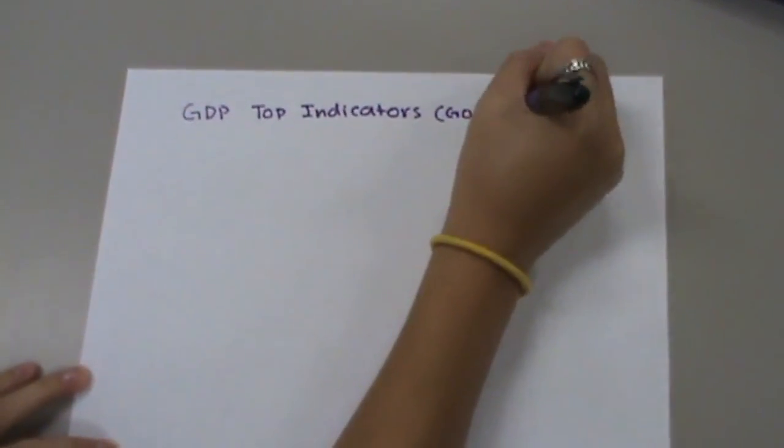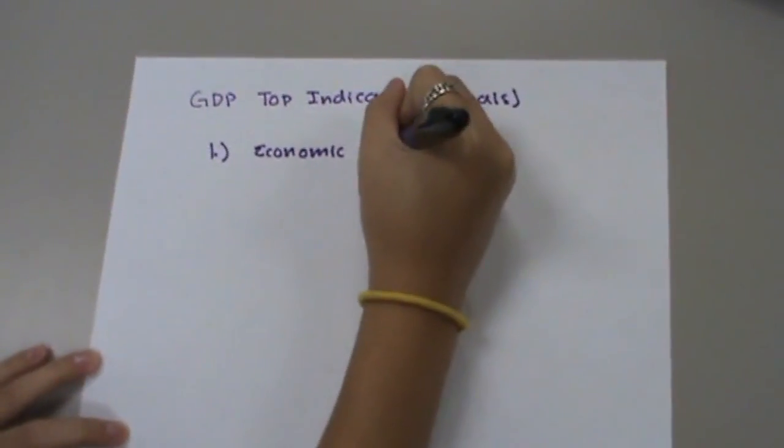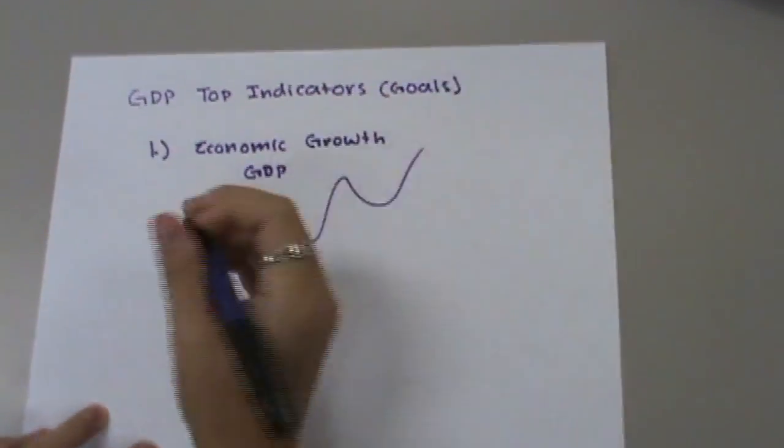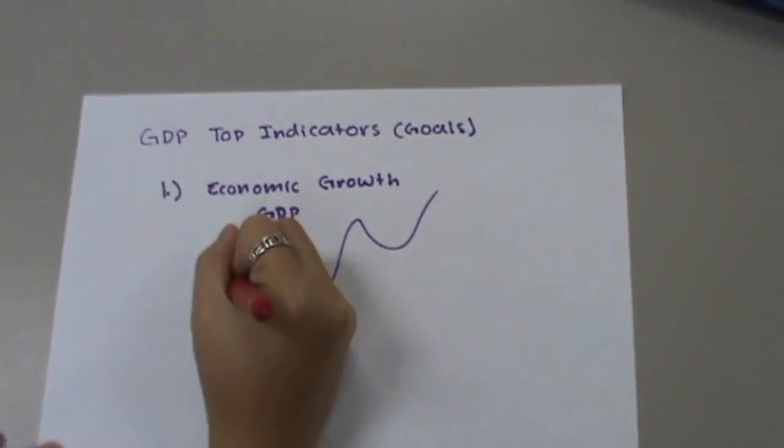The first top indicator of GDP is economic growth. There are different parts on an economic graph. The first is a peak, next is a recession, then a trough, and finally a recovery.